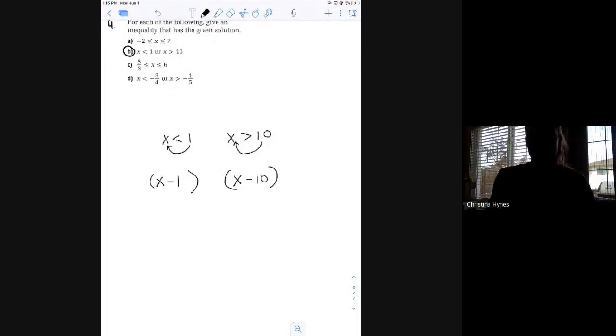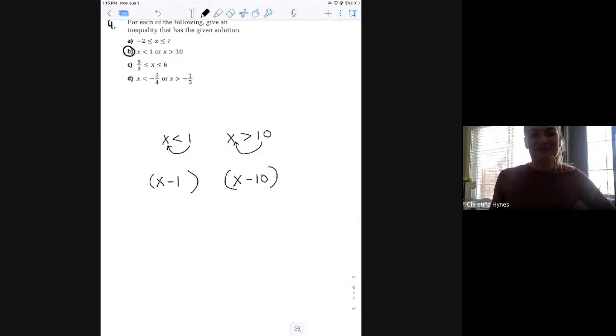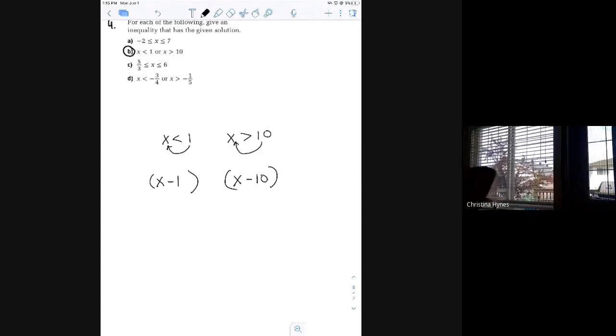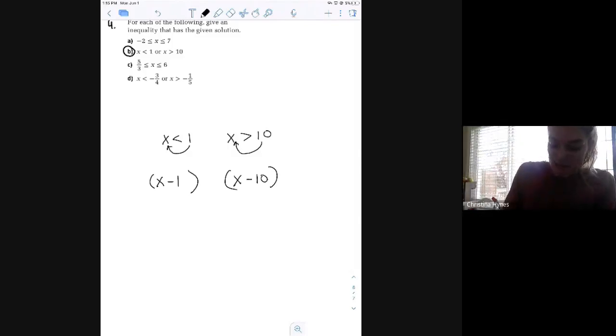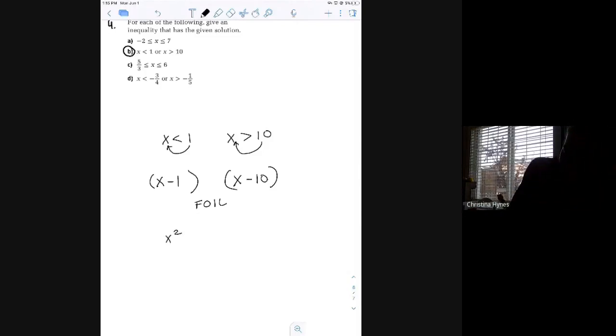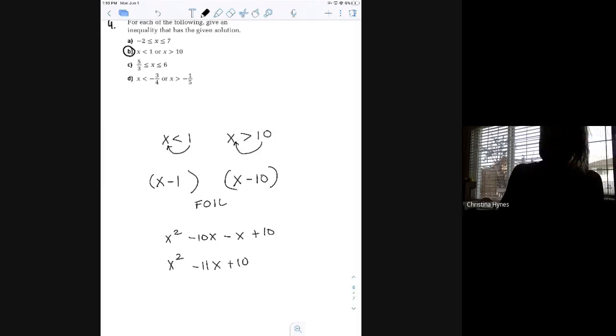As you can see, I just brought the values over to the side of the x, and I got 2 factors. Now all you have to do is multiply the factors together, or do FOIL with them, and that will get you back to the quadratic that could have given you these x-intercepts. It's all about getting the equation and then figuring out which symbol to use, either the greater than or less than symbol. When I FOIL these, I get x squared minus 10x minus x plus 10. I simplify this and get x squared minus 11x plus 10.